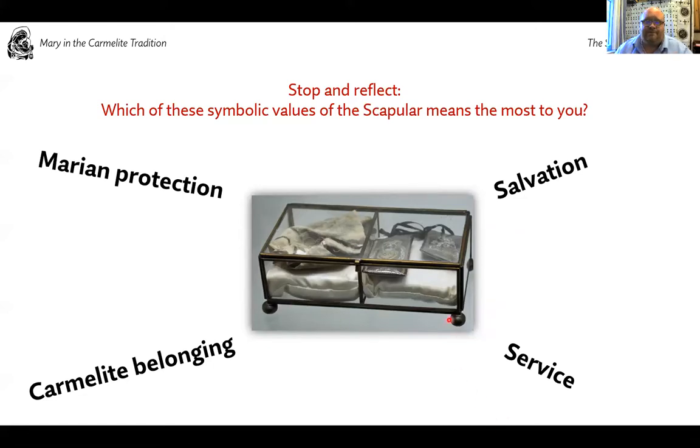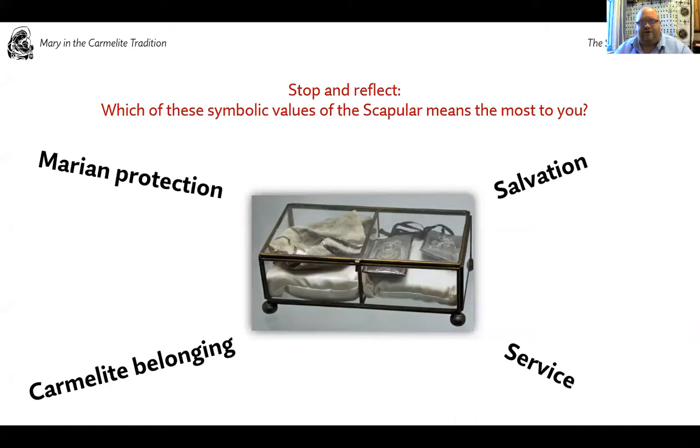This image here is of the scapular worn by Saint Oscar Romero, who, as you probably know, was martyred, shot dead while celebrating Mass in a Carmelite chapel in El Salvador. He lived alongside the Carmelite sisters in San Salvador, the capital, where he was archbishop. And because of his outspoken defense of the poor, he was targeted and shot, recently canonized. And this is the scapular he was wearing when he died.